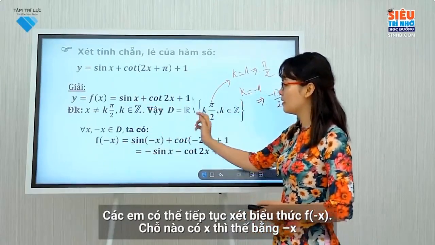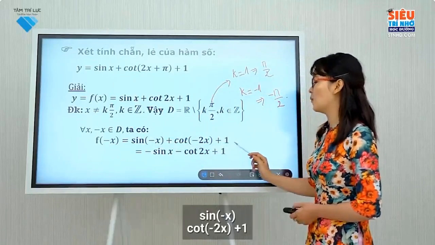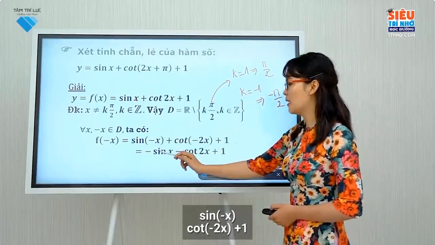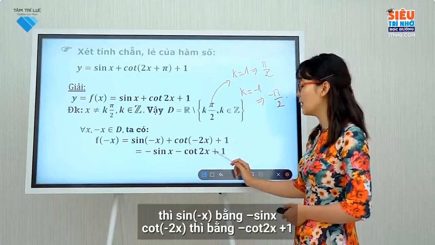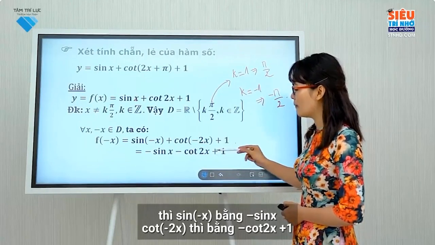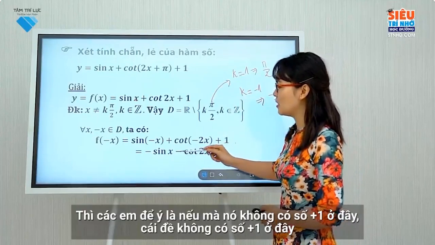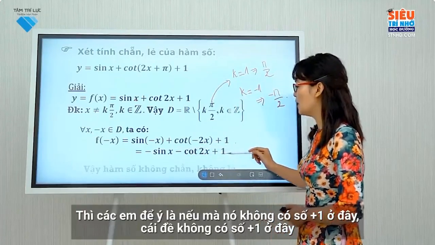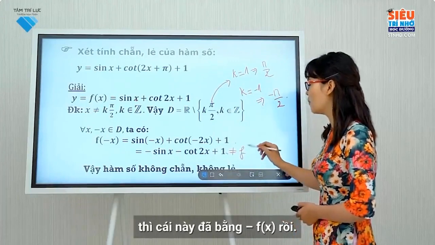Continue with function f of negative x. Replace x by negative x. Sine of negative x, cotangent of negative 2x plus 1. Sine of negative x equals negative sine x. Cotangent of negative 2x equals negative cotangent of 2 times x, plus 1. Pay attention to this. If the number 1 wasn't here, this would equal negative f of x.